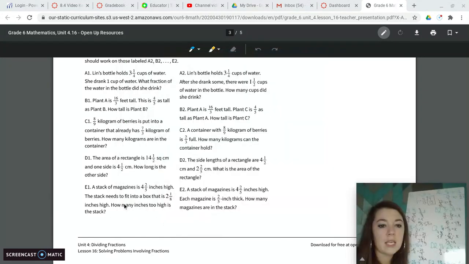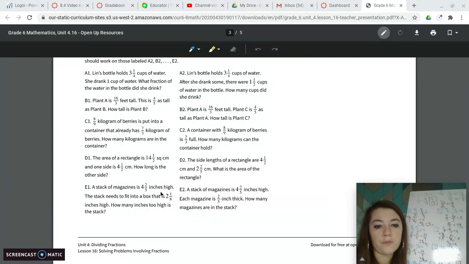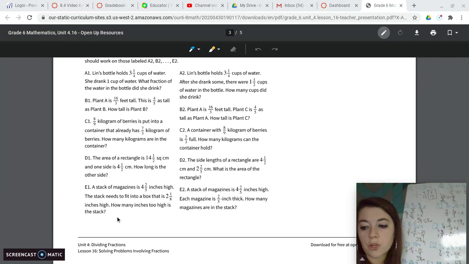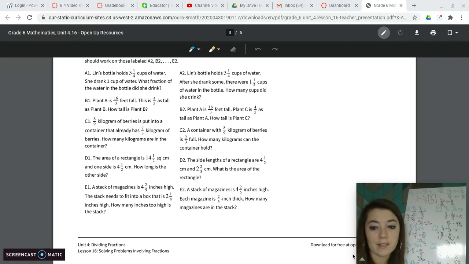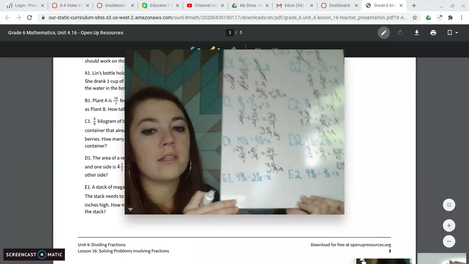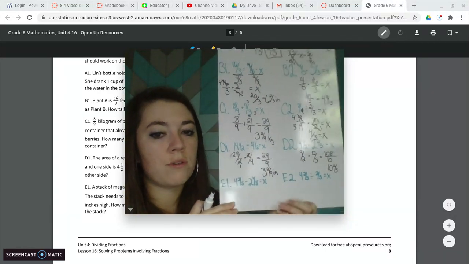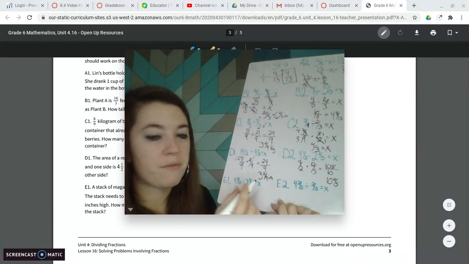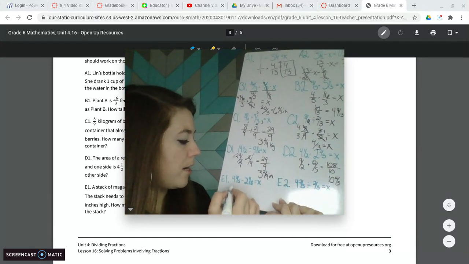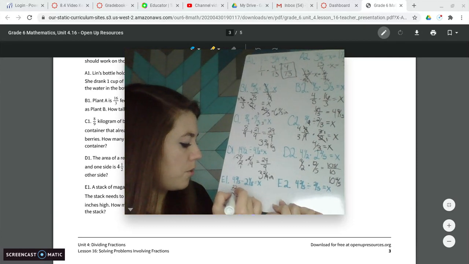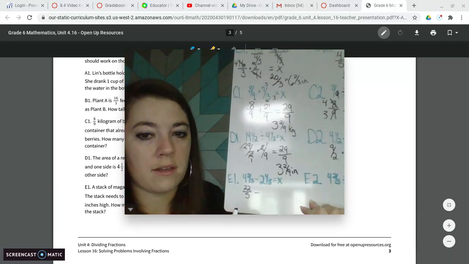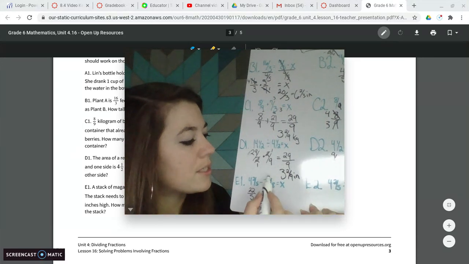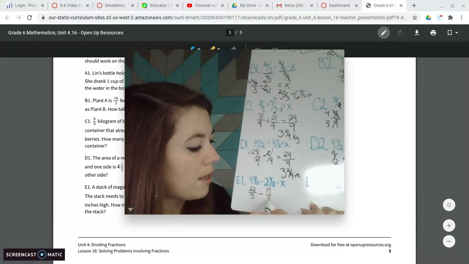All right. E. A stack of magazines is 4 2/5 inches high. The stack needs to fit into a box that is 2 1/8 inches high. How many inches too high is the stack? So for this, we are subtracting. So we have 4 2/5 minus 2 1/8. We need to get a common denominator. I'm going to convert them to improper fractions first, though. So 5 times 4 is 20, plus 2 is 22/5 minus 8 times 2 is 16, plus 1 is 17/8.